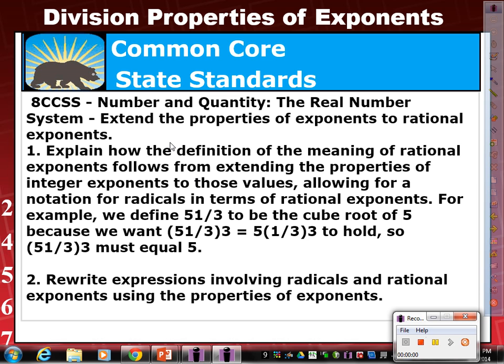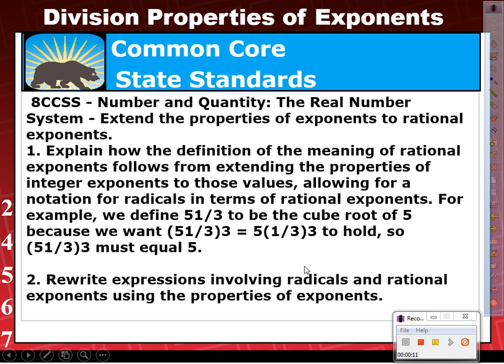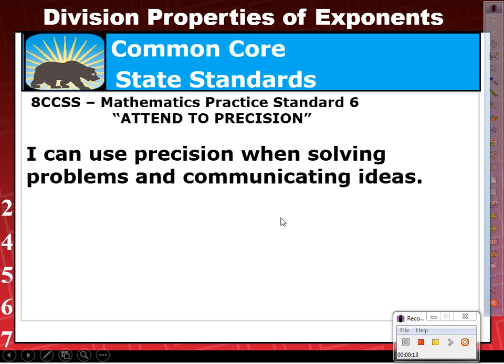All right, so we're still on the same standard, and we're still looking at properties of exponents. And we are going to continue. We started with multiplication. Today we're going to continue with division, properties of exponents.